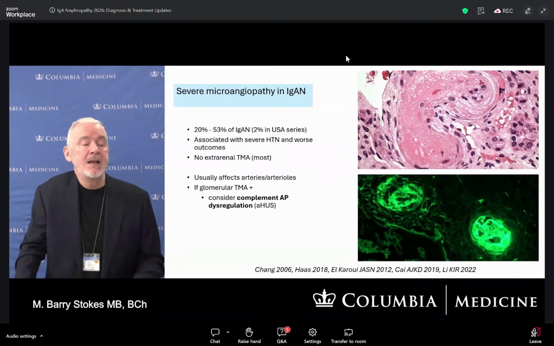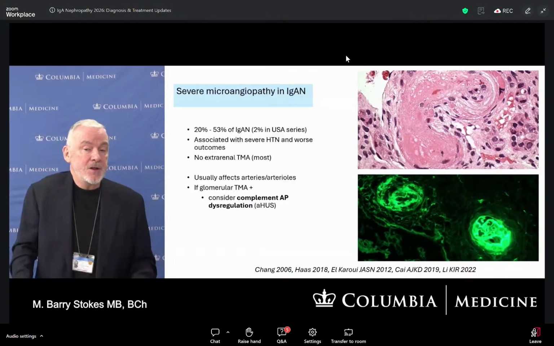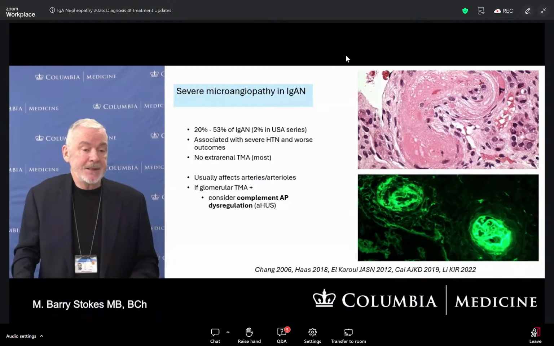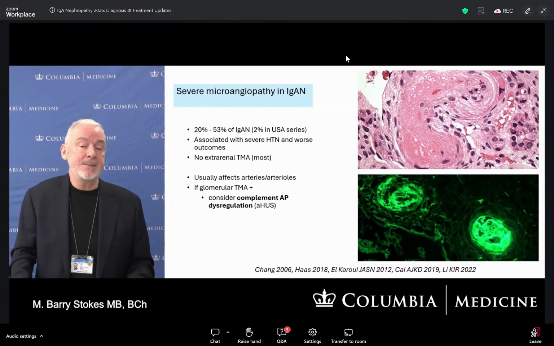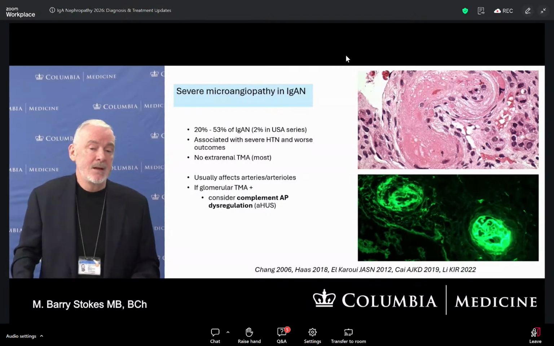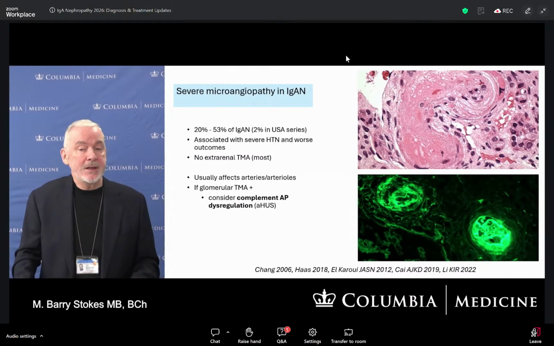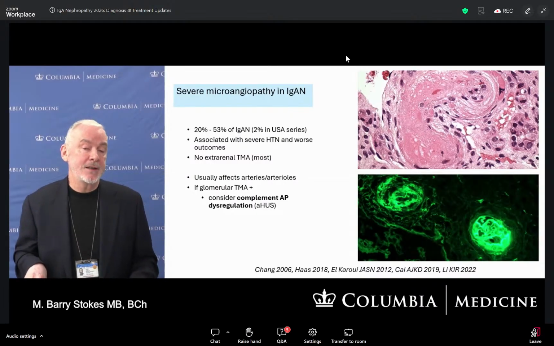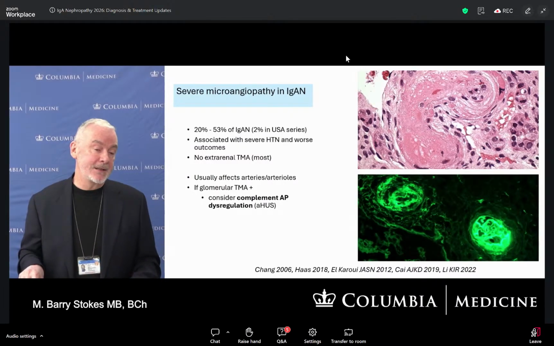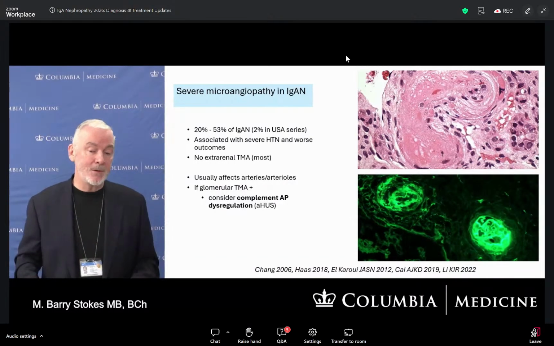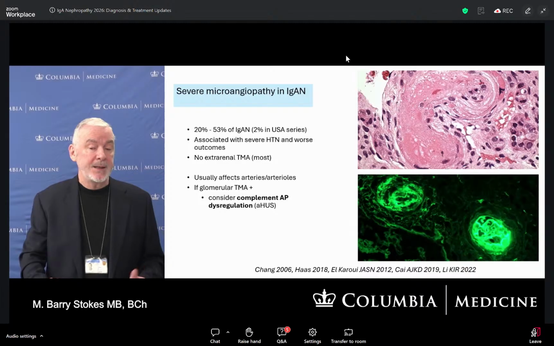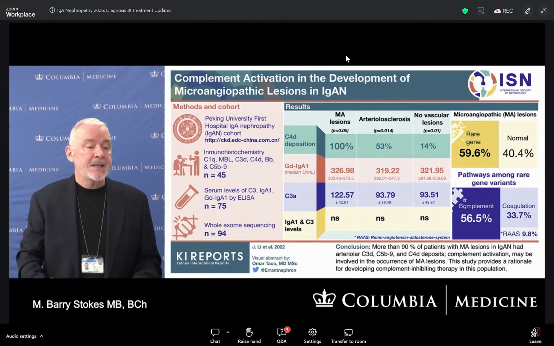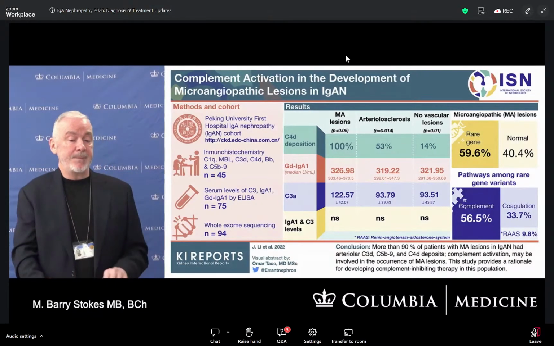Most of these patients with IgA nephropathy and microangiopathy do not have any other clinical evidence of TMA, so they don't have microangiopathic hemolytic anemia or signs of HUS. This typically involves the arteries and the arterioles, but if we see thrombi or fibrin thrombi in the glomeruli, then we should consider the possibility that there is a complement alternative pathway dysregulation in these patients. So this would be a very small number of patients, but something again to be noted in the biopsy is the presence of thrombi.